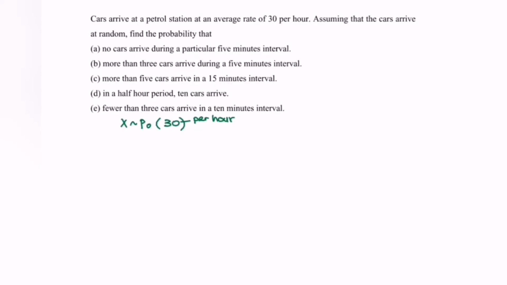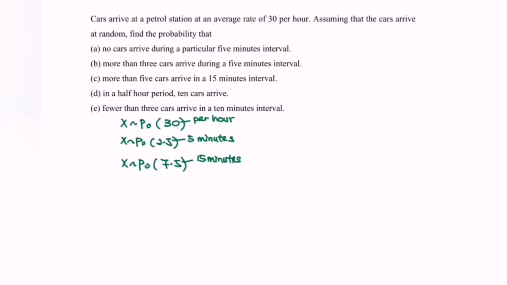Kindly refer to question C: more than 5 cars arrive in a 15-minute interval. Previously, we know that X is Poisson distributed with 2.5 for 5 minutes. Now the question is asking about 15 minutes, so we have to multiply by 3. So X is Poisson distributed with 7.5 because 2.5 multiplied by 3. The same goes for the title, where we have 15 minutes.